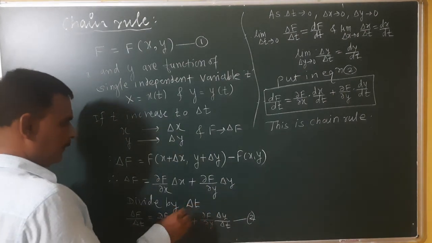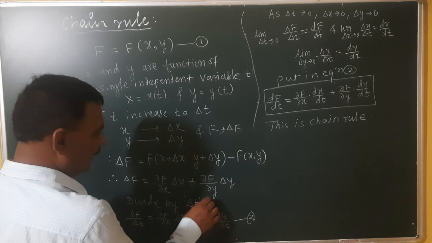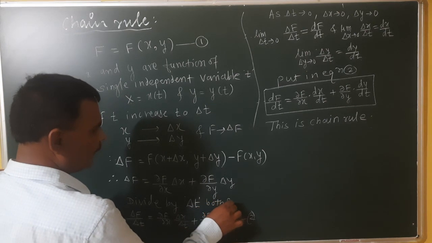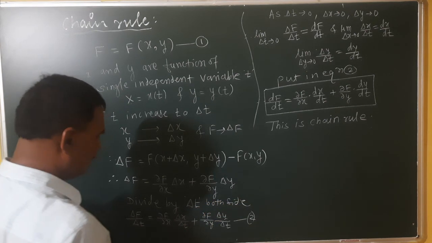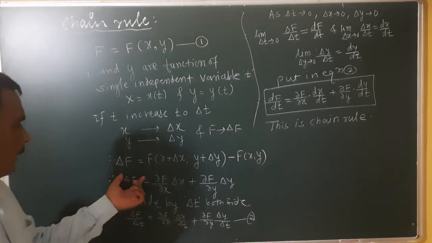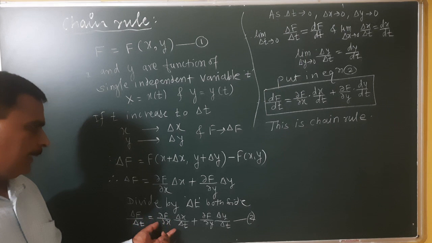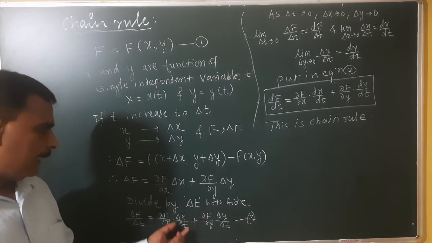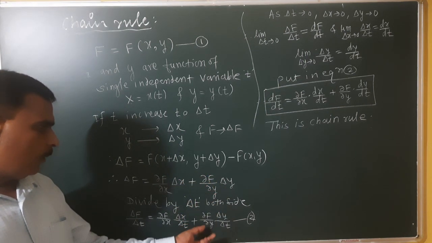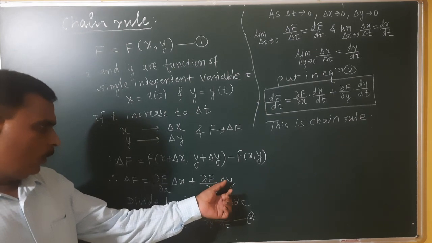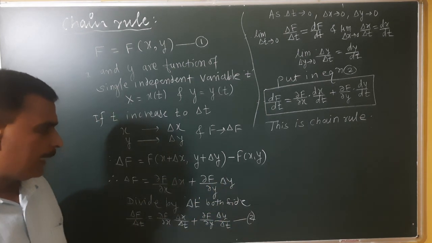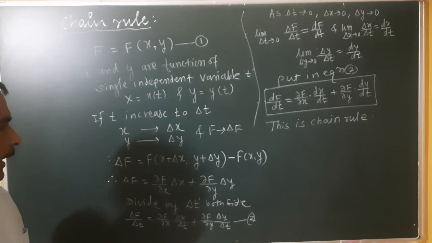Divide both sides by delta t. Dividing both sides by delta t, we get delta f upon delta t equals dou f by dou x into delta x by delta t plus dou f by dou y into delta y divided by delta t. This is equation number 2.